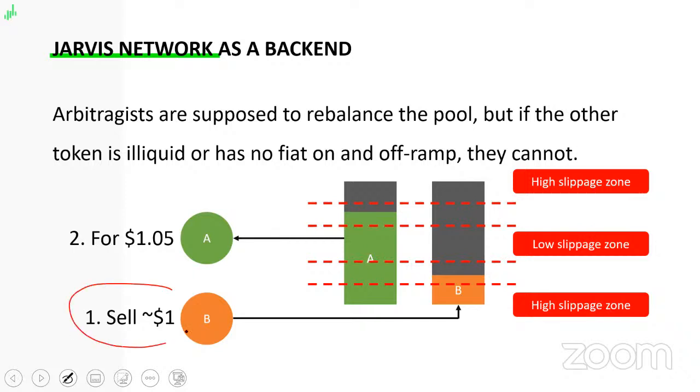So you can sell $1 of asset B to get $1.5 of asset A, the famous positive slippage. But it's what I explained before. If asset A is illiquid, you cannot do arbitrage. So the problem is that if the other asset is illiquid or doesn't have an effective or efficient fiat on and off ramp, then arbitrageurs cannot do their job and the pool remains imbalanced. And you may think that, okay, end of the game.